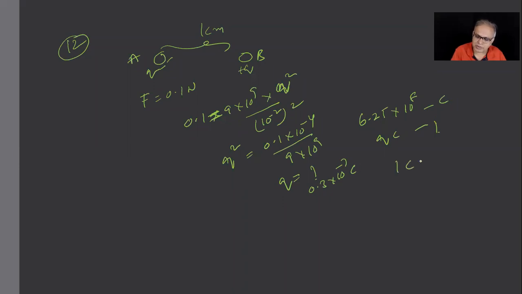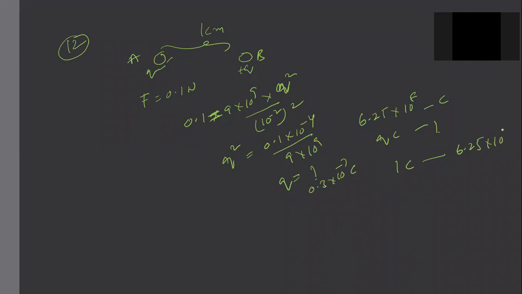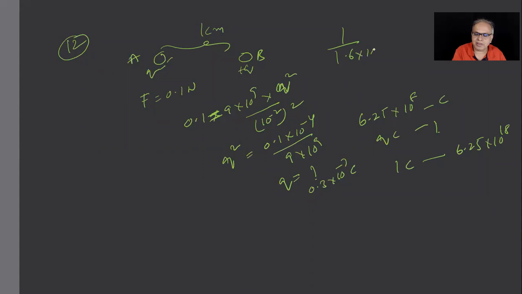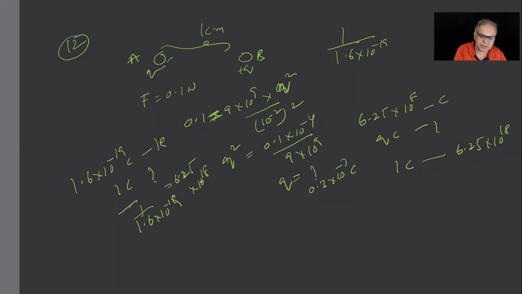1 coulomb is so many electrons, children. 6.25 into 10 to the power 18. Did I mention this previously? How does it come? Electron charge is 1.6 into 10 to the power minus 19 coulombs for 1 electron. So 1 coulomb is how many electrons? That is 1 by 1.6 into 10 to the power minus 19, which is 6.25 into 10 to the power 18 electrons. I told you when I started the lesson.